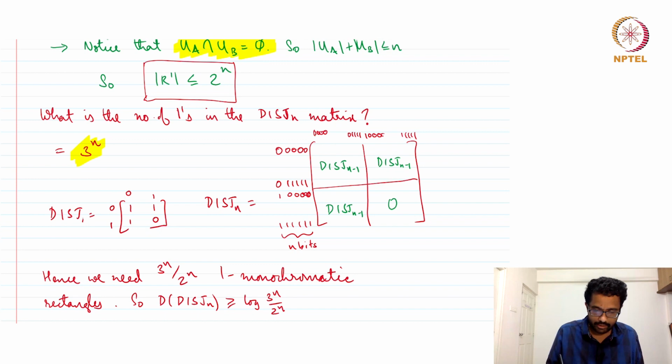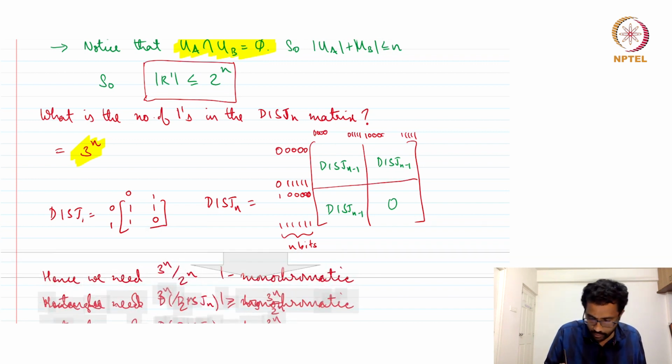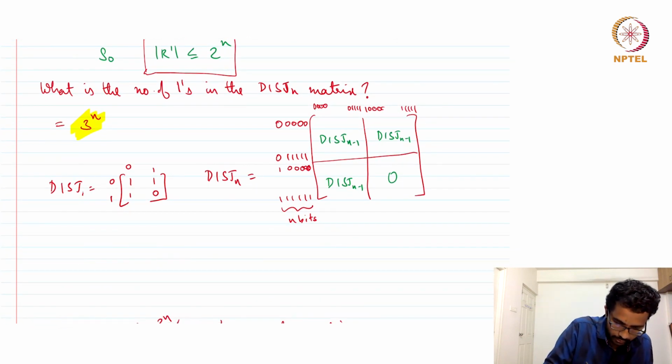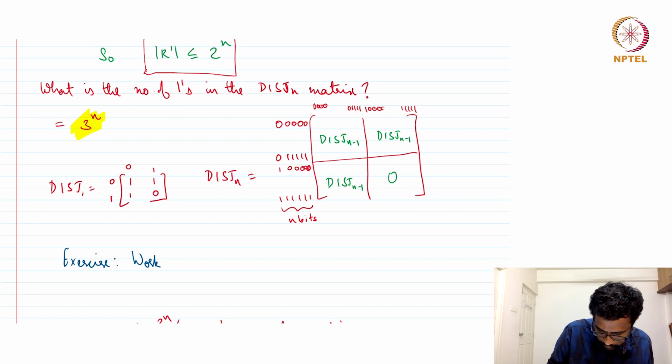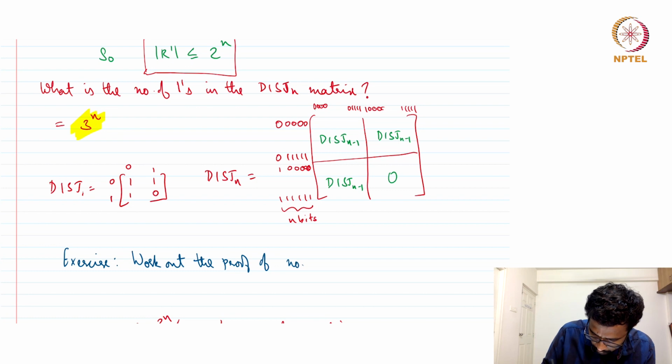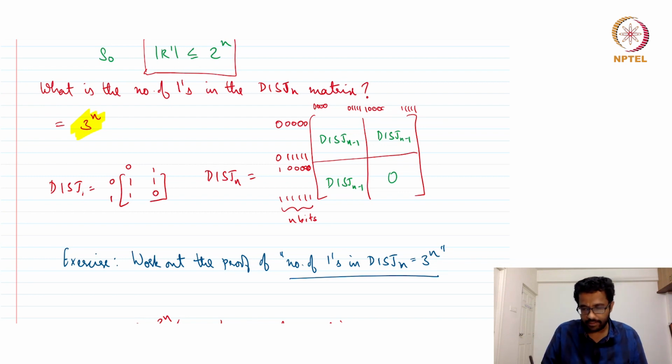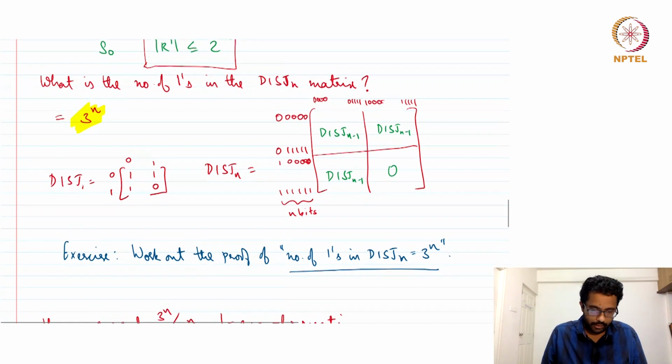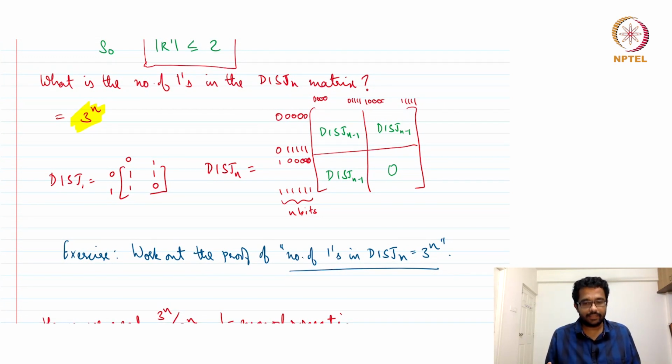So the number of ones in the disjointness matrix is 3 power n. Okay, so I am not writing the proof in full detail, but as an exercise, you can work out the proof that the number of ones in the disjointness matrix for n is equal to 3 power n, with full details. I have almost told you the details, but you can write down the steps and convince yourself.